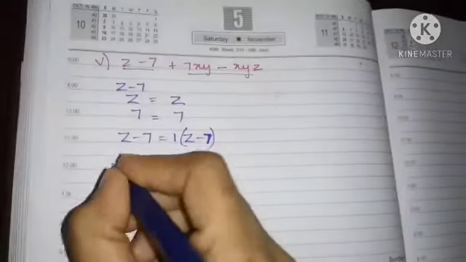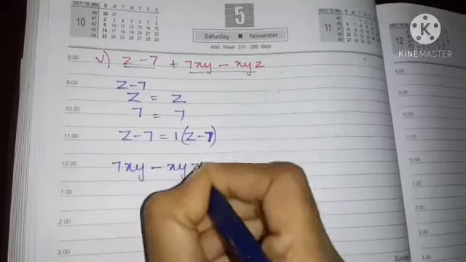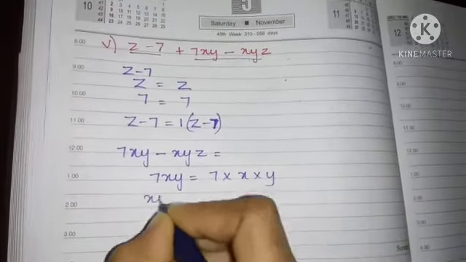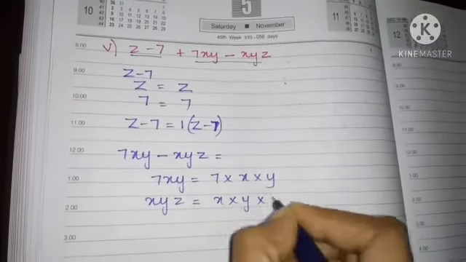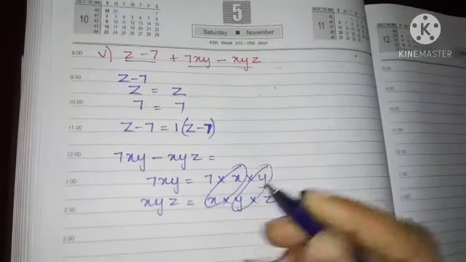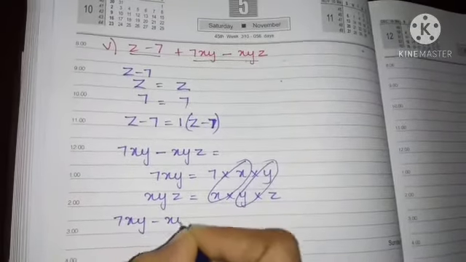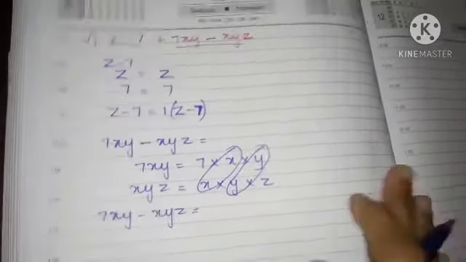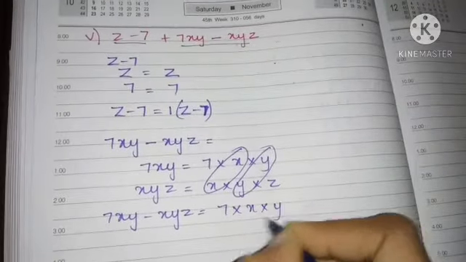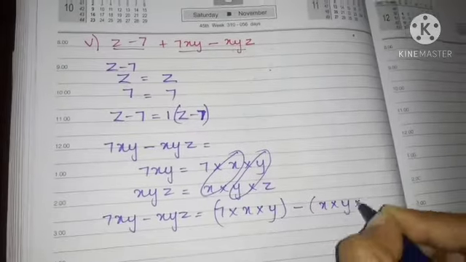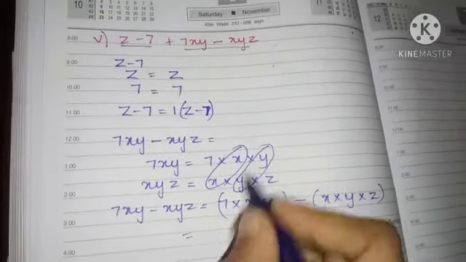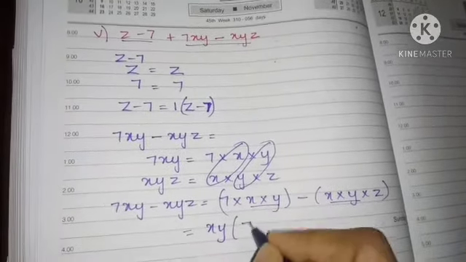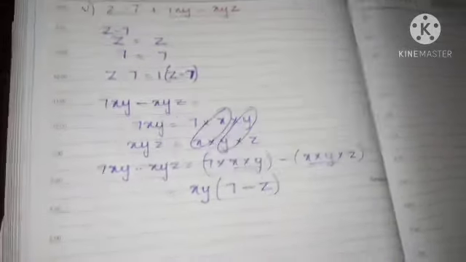Okay. Next here, 7xy minus xyz. 7xy is equal to 7 into x into y. xyz is equal to x into y into z. x is common, y is common. So 7xy minus xyz is equal to 7 into x into y minus x into y into z. In this, if you take xy common, x into y is xy. If I take xy outside, what is remaining? 7 minus z.